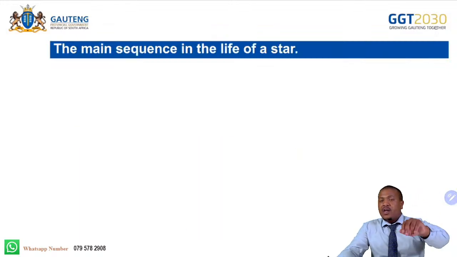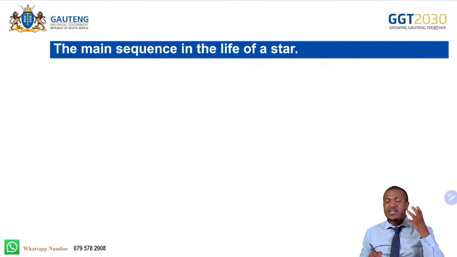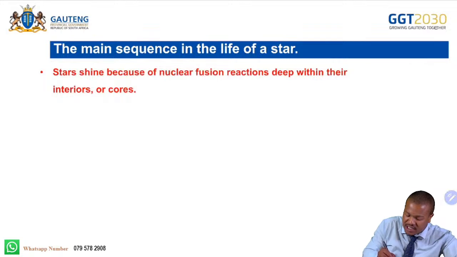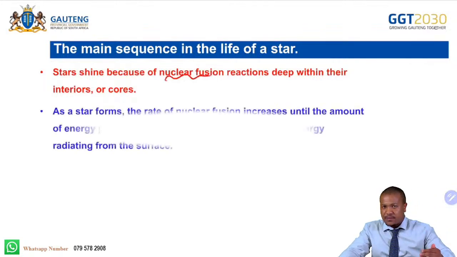So now, looking at stars in their main sequence, or the main sequence in the life of a star, this is when the star keeps on glowing, with more and more nuclear fusion taking place, keeping the star in position and also in light. So stars shine because of the nuclear fusion reaction that is happening deep within the interiors, or the cores, of stars.